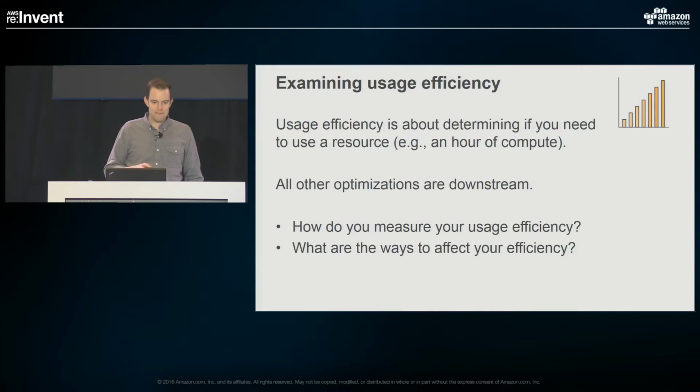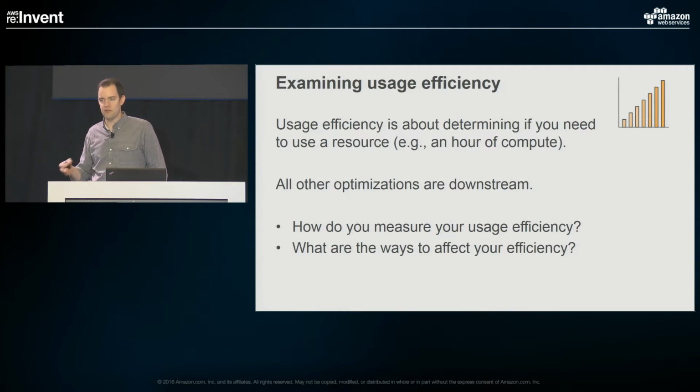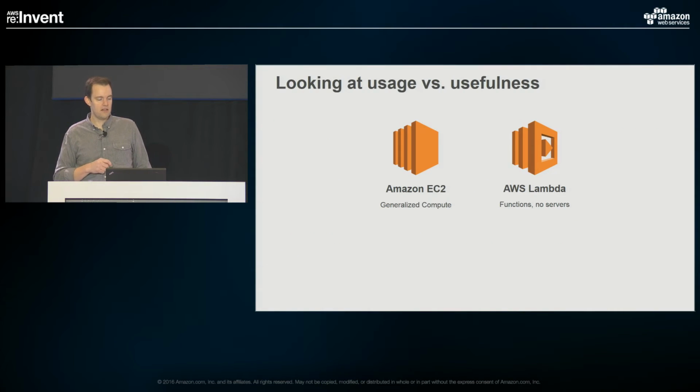Okay, usage efficiency. As I mentioned, usage efficiency is determining whether or not you need to use a resource, broadly, a resource, an hour of compute, a Lambda function, a database table, whatever else. We really believe all other optimizations can be downstream, right? Why bother cost optimizing something if you should probably focus your time on developing a more elastic environment? So let's figure out some of the ways to measure usage efficiency and some of the ways to affect that.